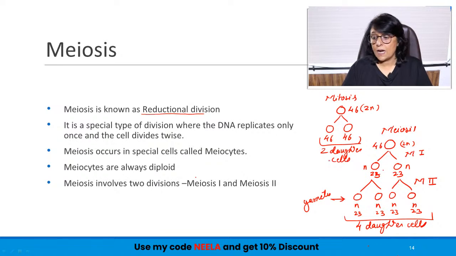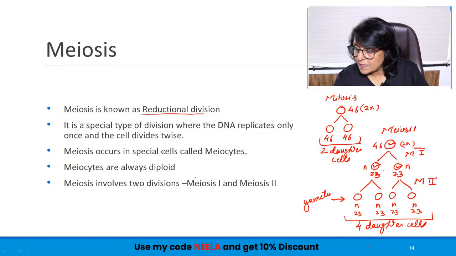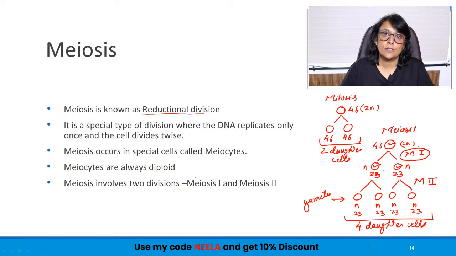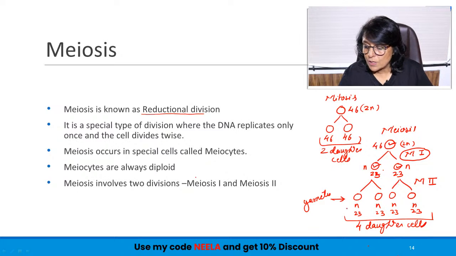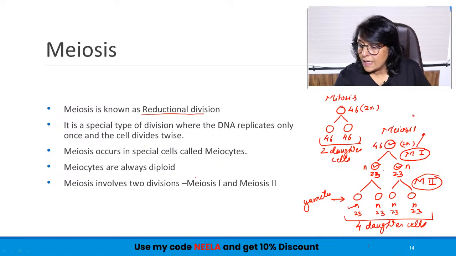So if we start with a diploid cell, in the first meiotic division, we are getting 2 haploid cells. So this meiosis I is a reductional division. The 2 daughter cells having one set of chromosomes, 23 chromosomes, when they divide, they give rise to cells having the same number of chromosomes. So don't you think meiosis II is like mitosis? So this meiosis I is the reductional division, and meiosis II is similar to mitosis.